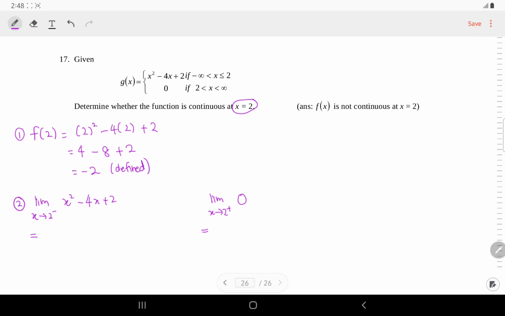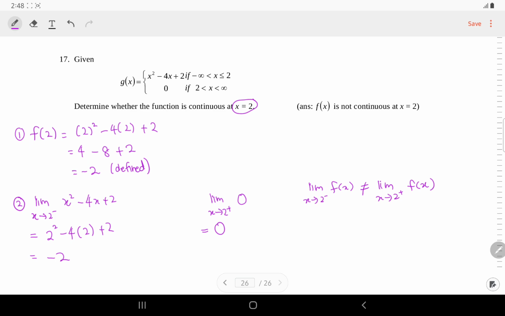For the left limit, we just need to substitute the value of 2 into that function. So 2 square minus 4 multiply with 2 plus 2, so it is equal to negative 2. And then for the right side, we just need to use the rule of limit. So it is equal to 0. We can see from here, the left limit is not equal to the right limit.